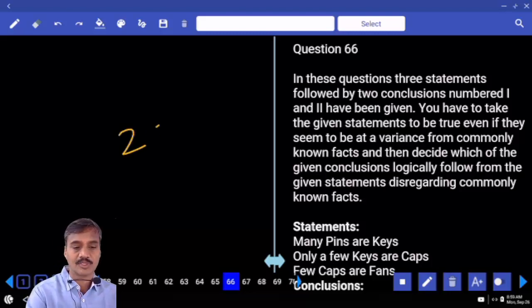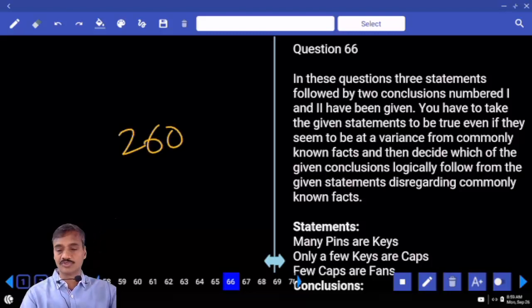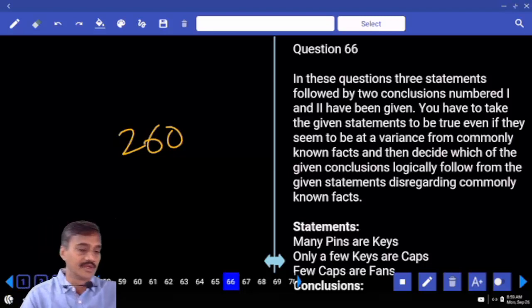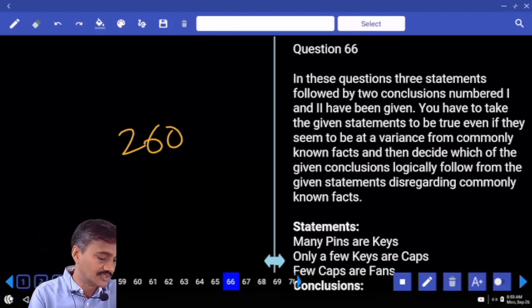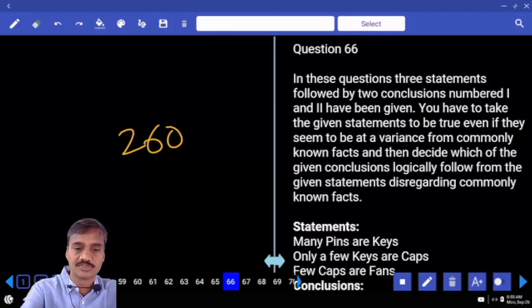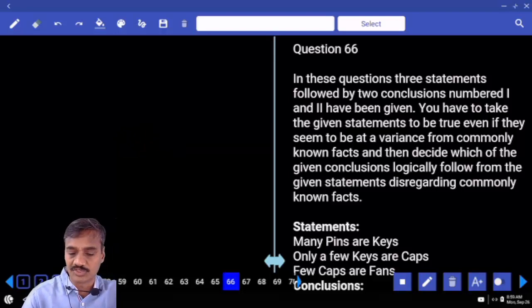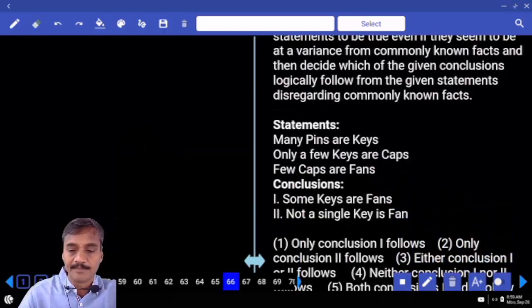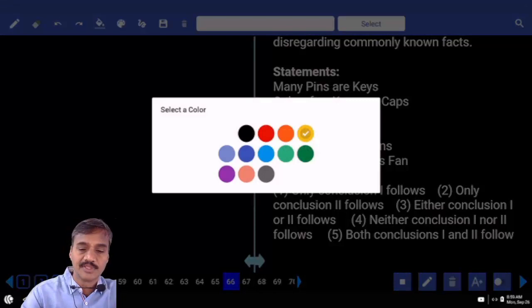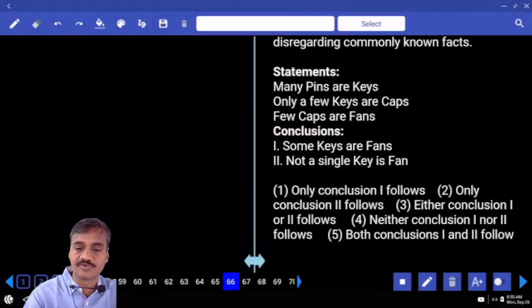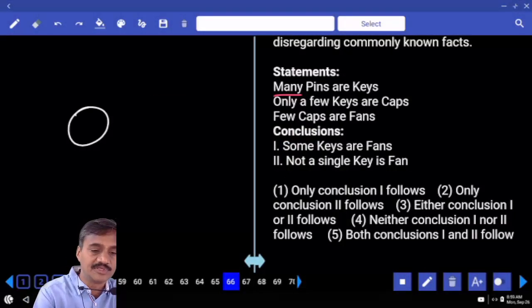Now in this paper 260, questions 66 onward are based on syllogisms. How many questions are there? 5 questions. Coming to question number 66: many pins are keys. Many stands for some. That means some of the pins are keys, which can be written like this, pin and a key.